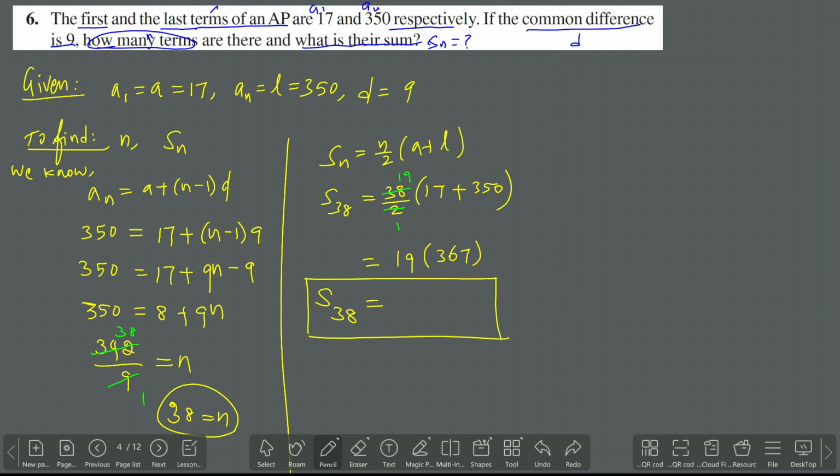Multiply and tell me, you people. 6973. 6973. Is it okay? Sixth question. It's a number work. You can do any method, okay? But you should remember the formulas and ideas.